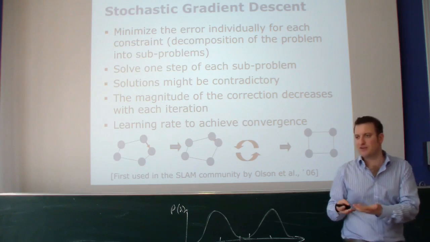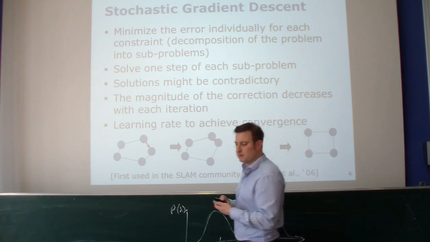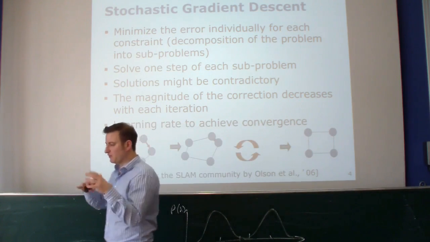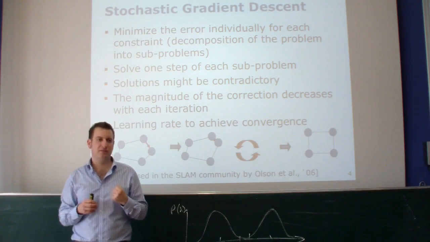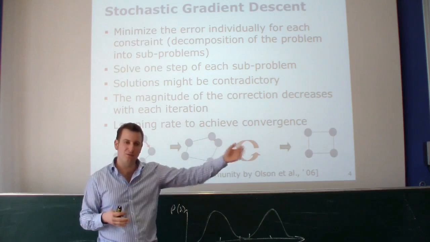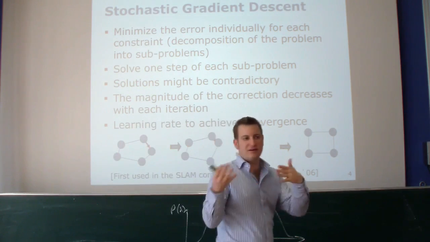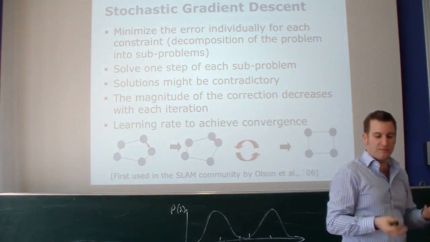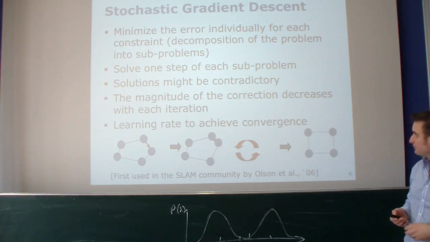Of course, the problem, as I said before, may result if you're in configurations where the different solutions actually contradict each other. One says, hey, the node should move to the right, and the other one says, the node should move to the left, and you need to find an equilibrium point, which is typically done by your learning rate.